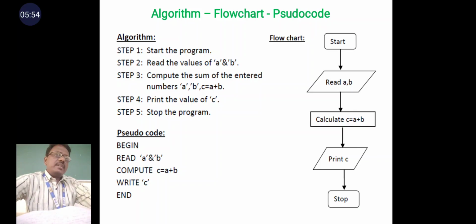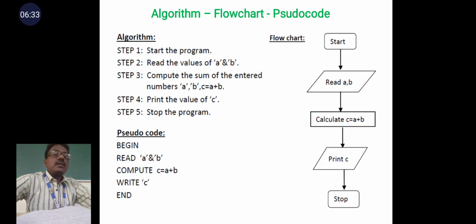For this addition program, we write the pseudocode like this. You start with BEGIN, then READ A and B, then COMPUTE C equals A plus B, then WRITE C, finally END. So BEGIN, READ, COMPUTE, WRITE, END. These are some key points used in pseudocode, that all the keywords are written in uppercase only.